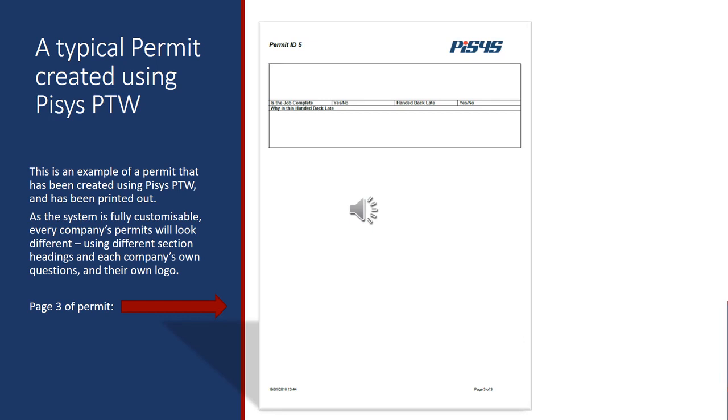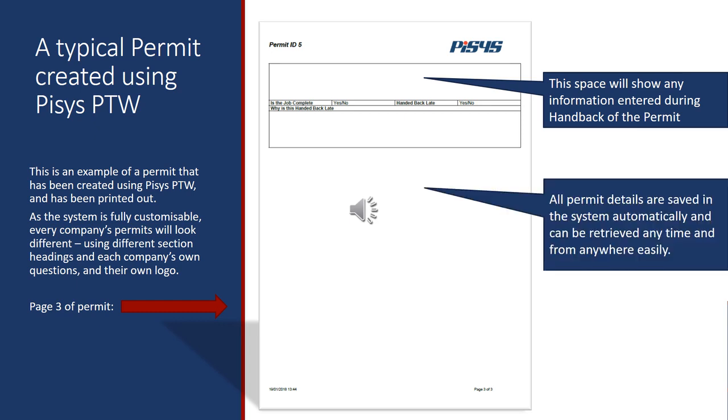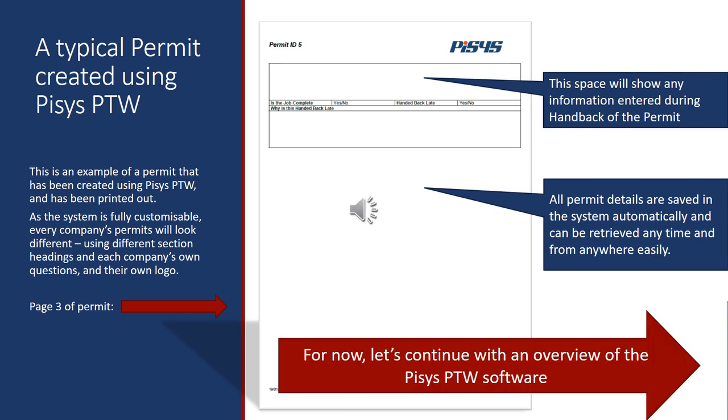This is page 3 of the permit printout. This page of the permit will show any information entered during handback of the permit. All permit details are saved in the system automatically and can be retrieved anytime and from anywhere easily. For now, let's continue with an overview of the Pisys Permit to Work software.